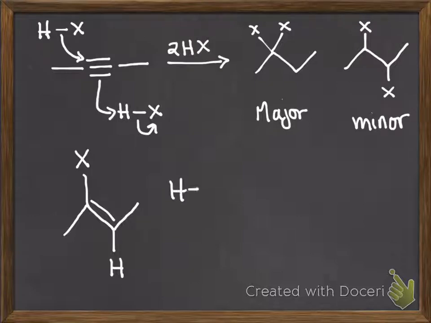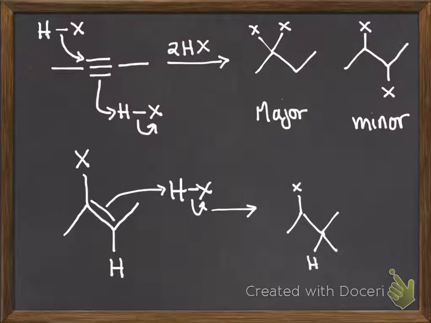So if you follow that mechanism, take HX. The electrons from the pi bond attack the hydrogen, right? And then the X pops off. And then you can form two different carbocations. That's one of the carbocations. And the other one is that.